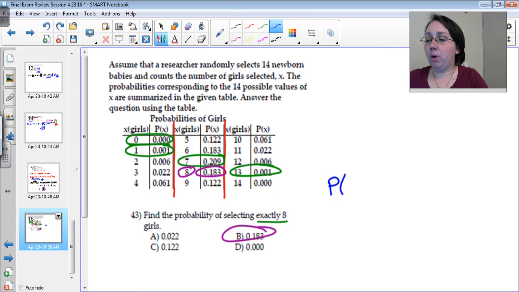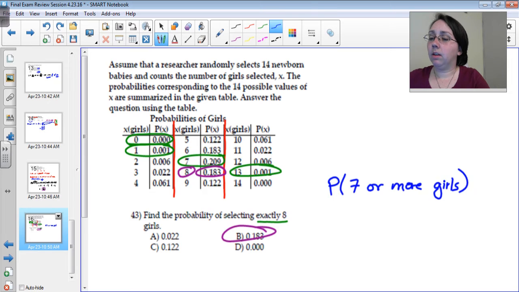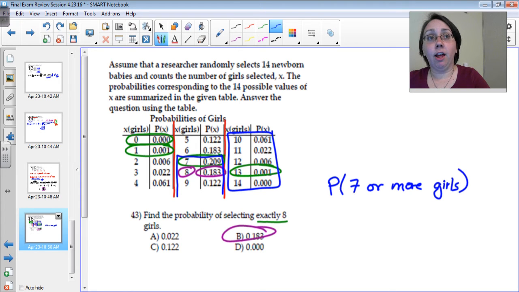What if I asked you the probability of 7 or more girls? You would take 7 and everything bigger than that, and add up all those probabilities. If you want multiple, you just add them together, because these are mutually exclusive events. They cannot occur at the same time. Questions?